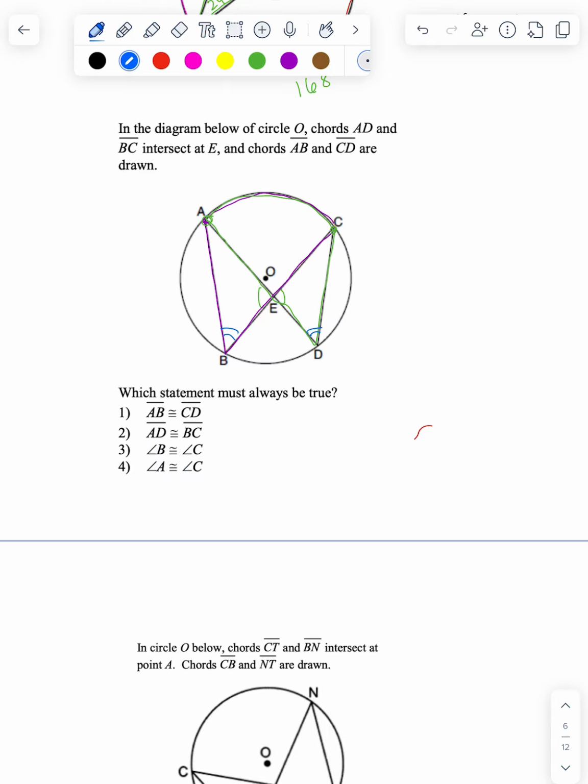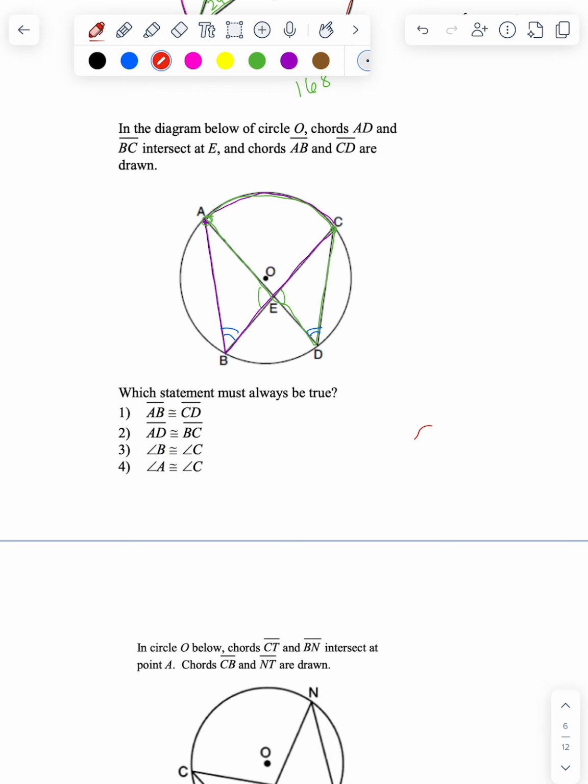So what I have here is that the triangles are similar to each other. That's not an answer choice. Let's continue and see what else we can see here. Well, angle A and angle C are also inscribed angles that intercept the same arc as well.